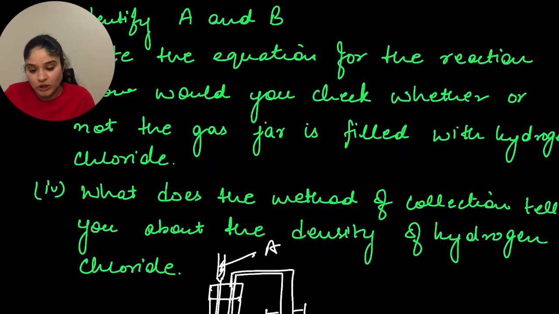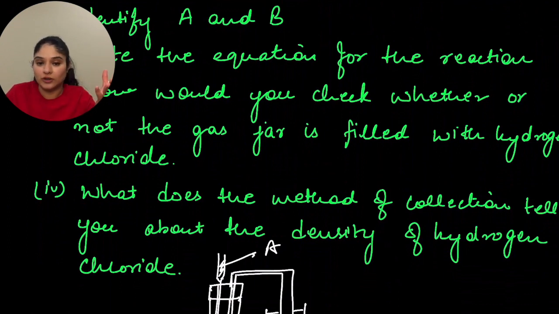How would you check whether or not the gas jar is filled with hydrogen chloride? So what you can do is you can bring a glass rod. Once you think it is full, you just have to confirm that. So you have two ways of confirming that. The first would be that you can see fumes of HCl gas coming out, white or whitish fumes.